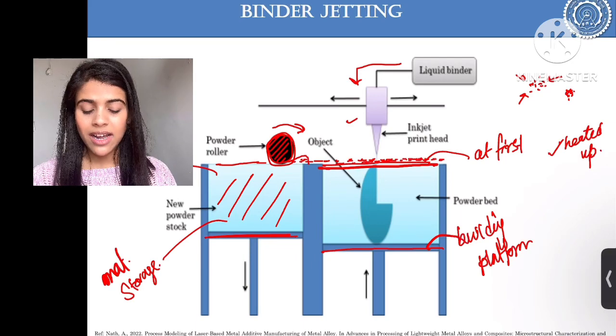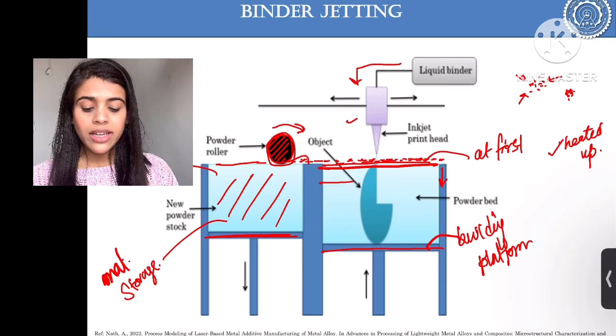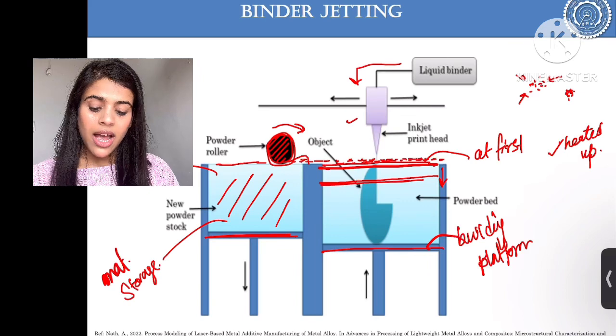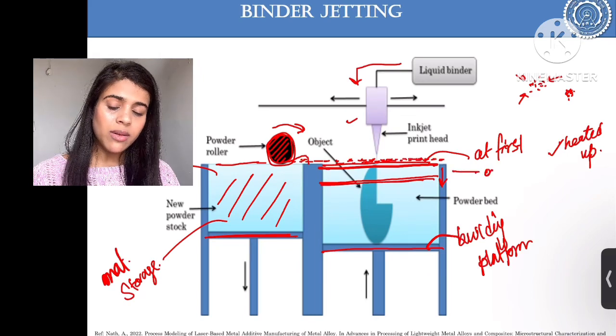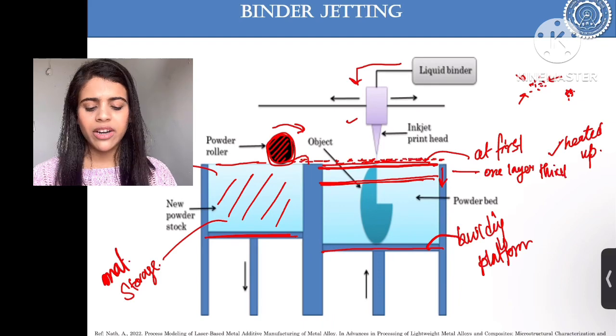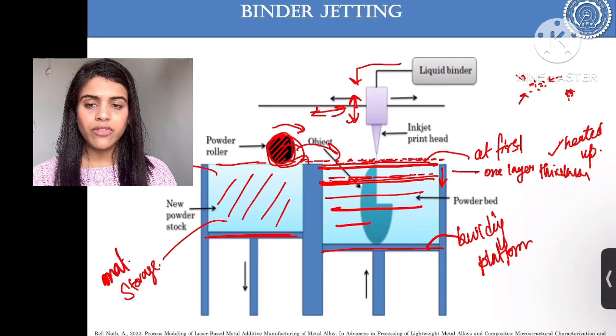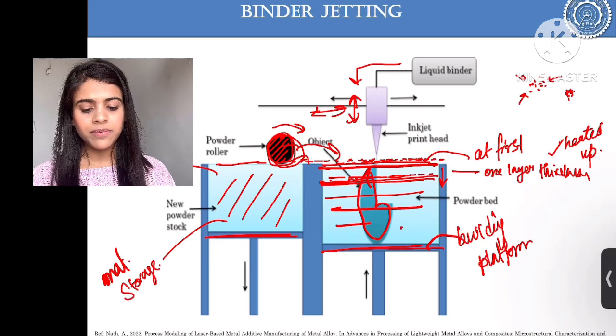When one layer is done, this platform will be lowered down by one layer thickness. This roller will again carry some powder and spread it over the build platform, over the previously deposited part. This binder will again come and deposit over the powders. So this is the process. This is how with each step the building platform will lower down and the whole object will be made.